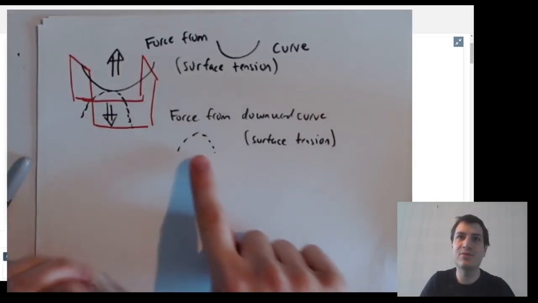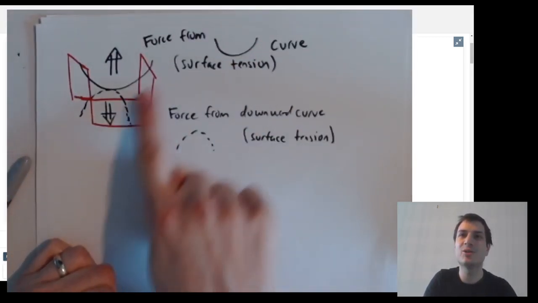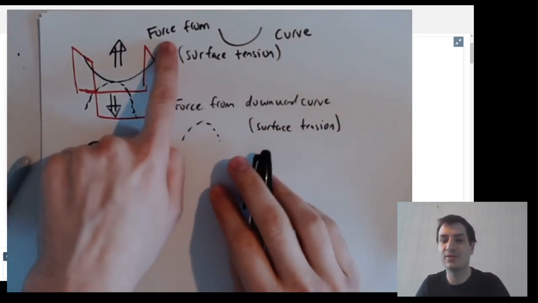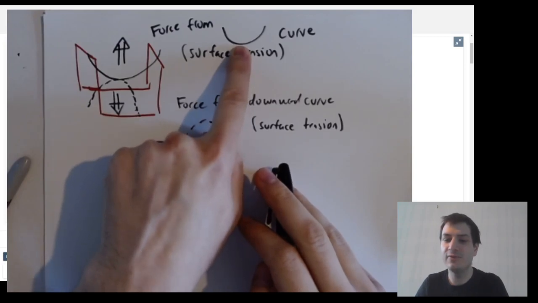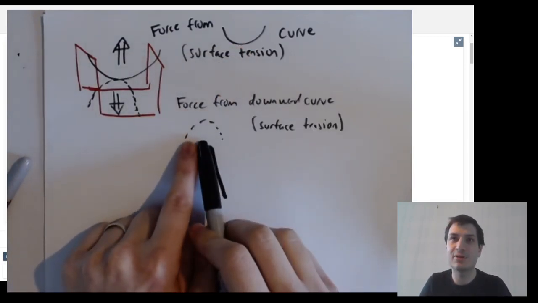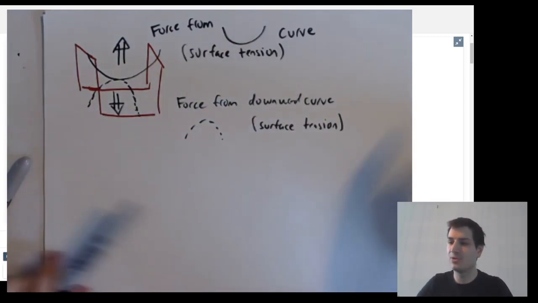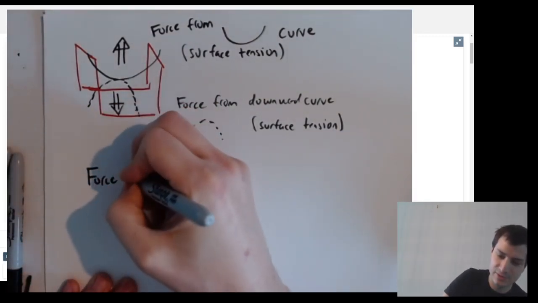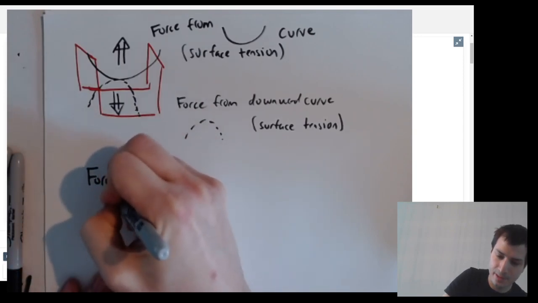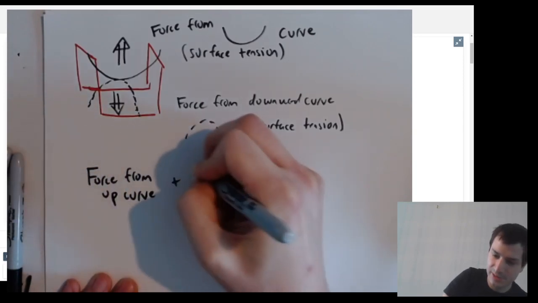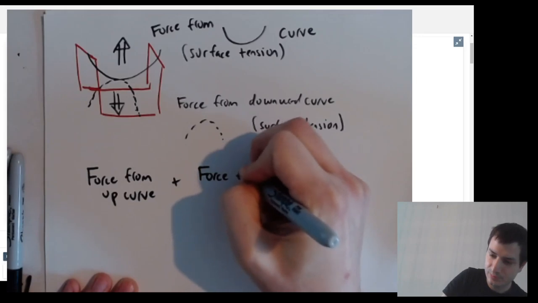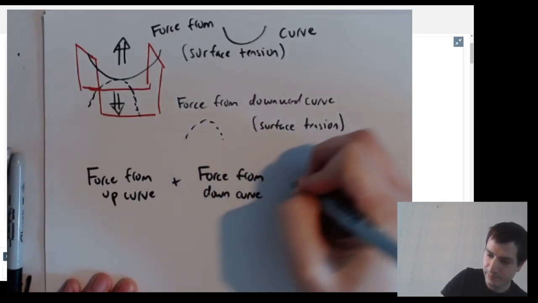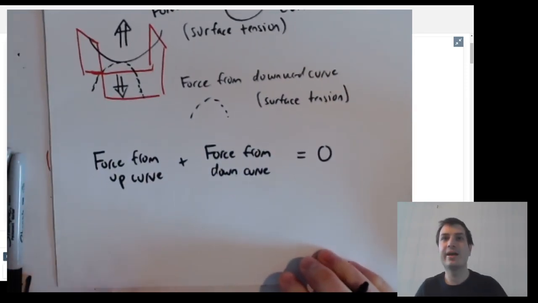If you look at this curvature argument and you believe this, you can figure out the equation that it has to satisfy. There's a force from this upward curve and a force from this downward curve, and they have to balance. So the two forces have to add up to zero: the force from the up curve plus the force from the down curve has to equal zero.